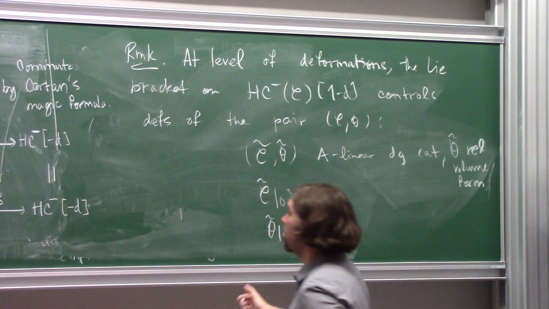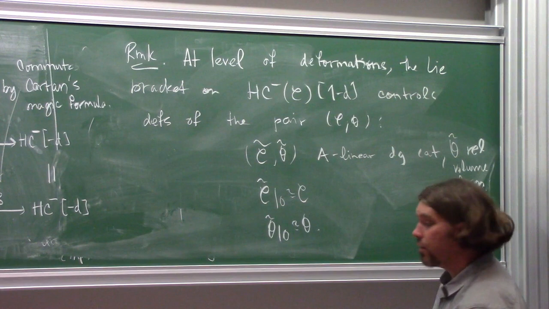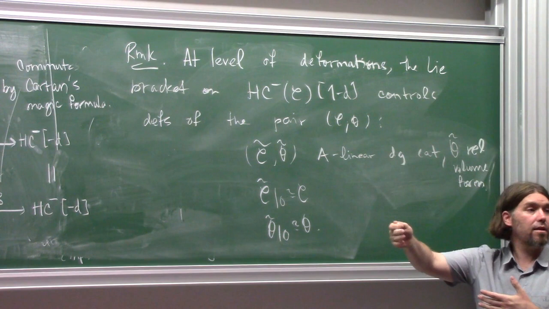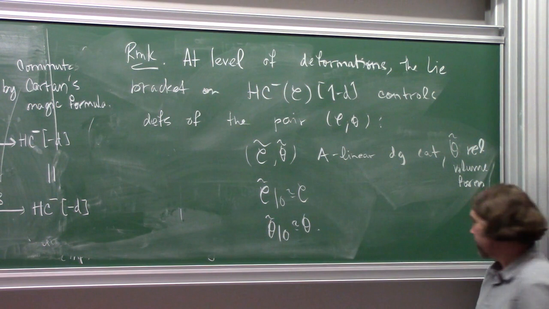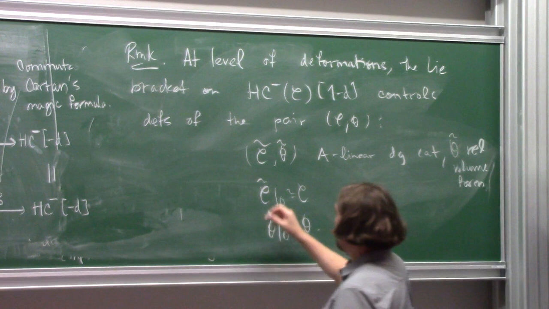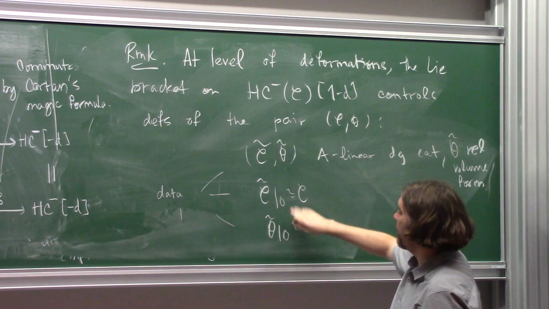It should be like a family of smooth categories? It doesn't really matter. Non-degeneracy is an open condition, so I don't have to say that this is non-degenerate. Really this is just some class in relative HC minus with this extra trivialization data on the central fiber. But you were saying there is an extra condition. Where is the extra condition? Yeah, extra data. Oh, that's the data. Yeah. So this is the data: an A-linear version of the data I started with, together with identifications on the central fiber with the original data.